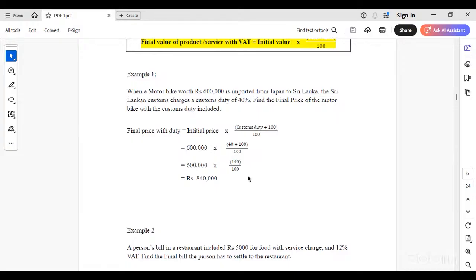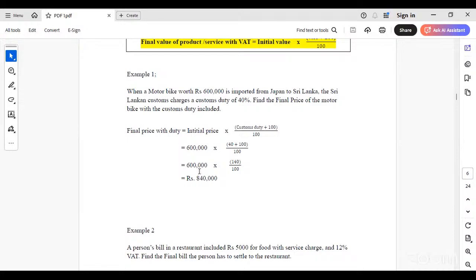So you can simplify this one. You get the answer as Rs. 840,000. So this is the value with the customs duty. Now you can see here, right? The price of the motorbike when it was imported was 600,000. It is a relatively low price. But after you pay the customs duty, the final price will be 840,000. That means how much is the difference? 240,000 you have to pay as customs duty.